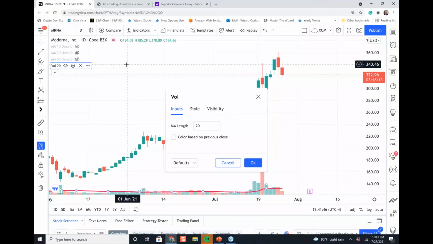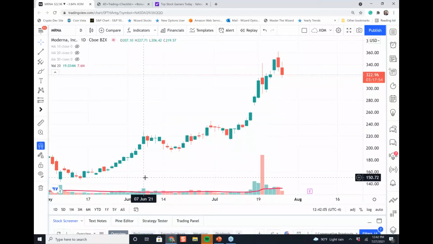So down here, you'll see a little red trend line. That red trend line is that rolling 20-day average. So I can go back historically and see what was that average on that day. So for example, I've moved my cursor to June 7th. And on June 7th here, you can see the data that's next to the indicator.